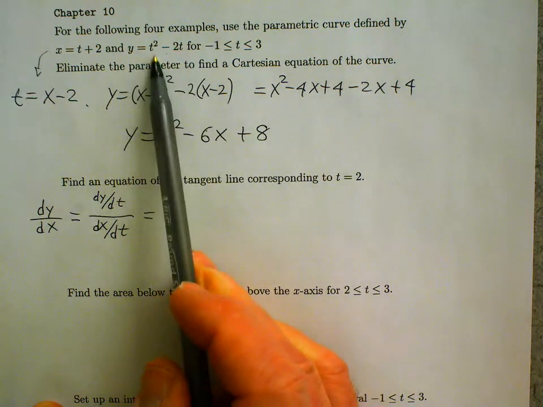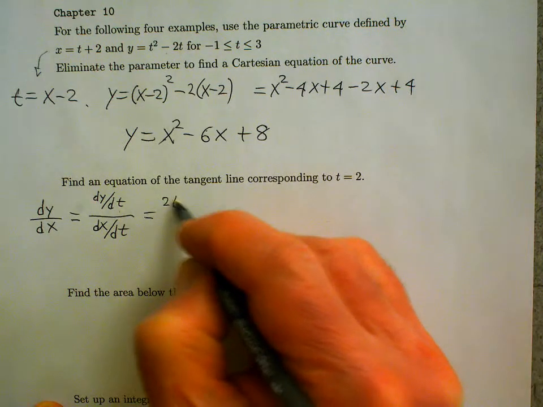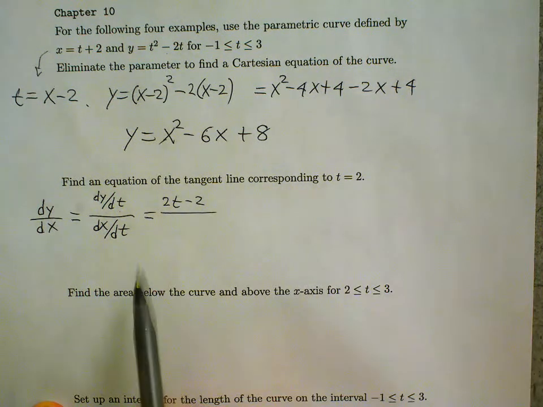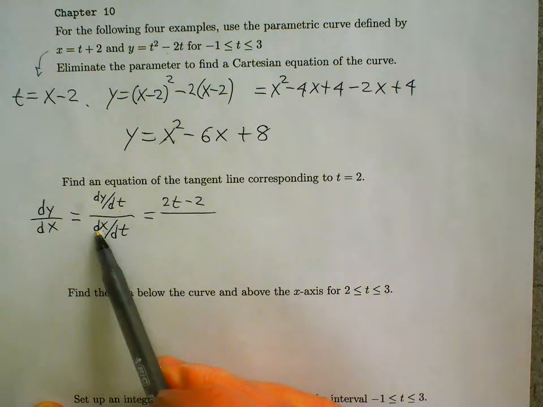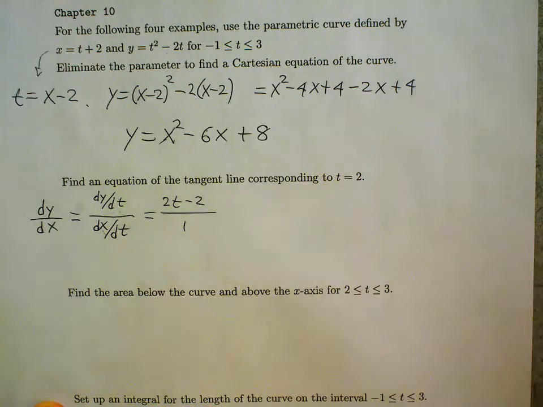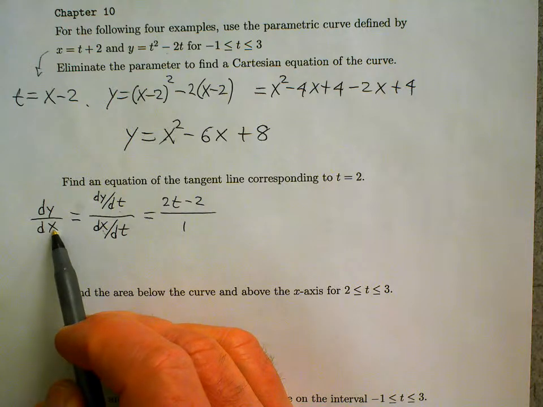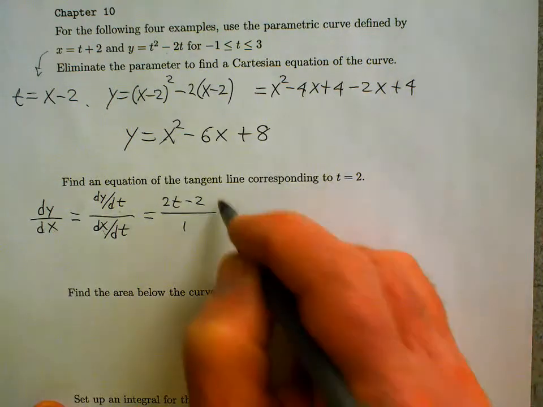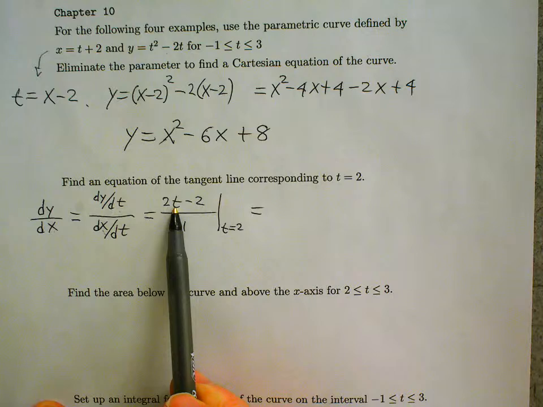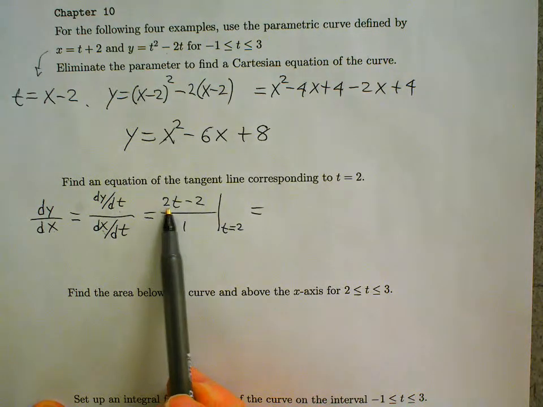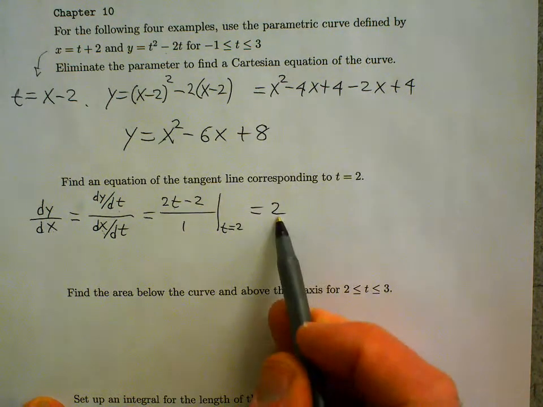So y is t to the second minus 2t, so the derivative of y with respect to t is 2t minus 2. And in the denominator, since x equals t plus 2, the derivative of x with respect to t is just 1. And we want to know the slope of the line when t is 2. So just replace t with 2 and do the arithmetic. 2 times 2 is 4. 4 minus 2 is 2. 2 over 1 is 2. So that's the slope of the line.